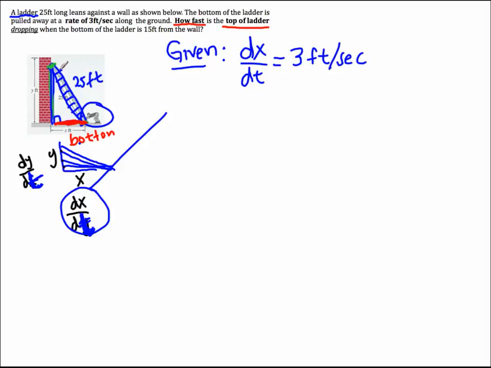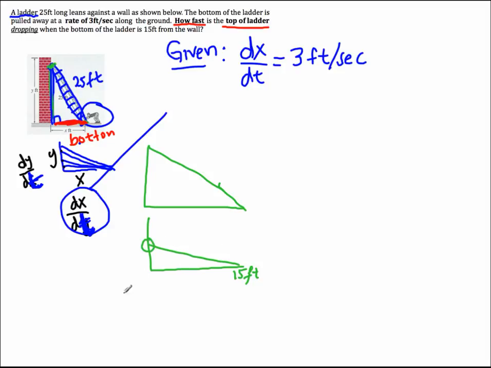How fast is the ladder moving down when the bottom of the ladder, I wanted it specifically, when the bottom of the ladder is 15 feet from the wall. So I know that I pulled the ladder already. So I started with something like this. Now I want to know when it's 15 feet. How fast was this dropping at that instant? Okay?